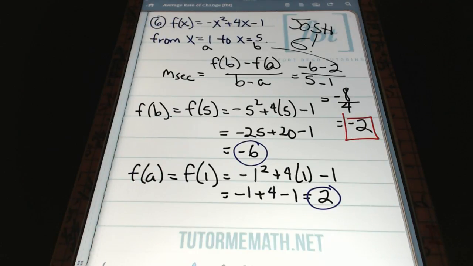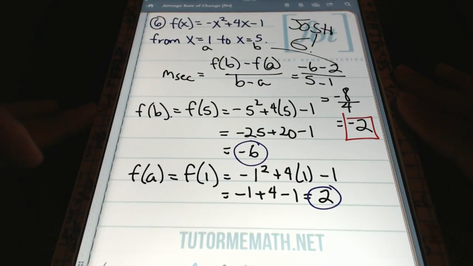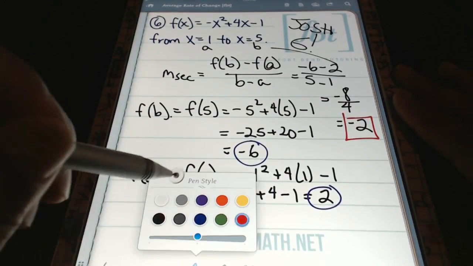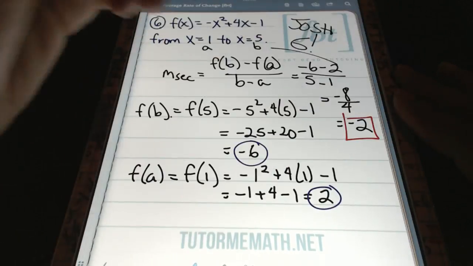That's right, Treasure Ghost. You already got your negative 2. Good job, sir. Treasure Ghost already had negative 2 for the result of his problem number 6. f of x equals negative x squared plus 4x minus 1 from x equals 1 to x equals 5. Plugging in those values and simplifying, he got a result of negative 2, and he is absolutely correct. Good job, TG. Good job. Let's move on.